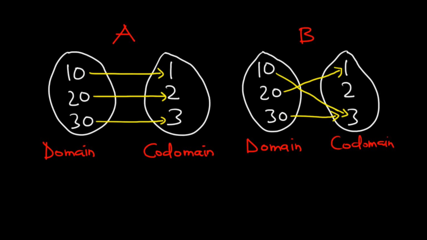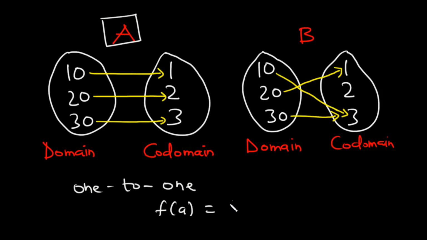Let's consider these two diagrams. For diagram A, we realize that 10 maps to 1, 20 maps to 2, and then 30 maps to 3. However, for diagram B, it is clear that 10 and 30 map to 3, and then 20 maps to 1. Since we have elements in the domain corresponding to distinct values in the codomain for diagram A, it makes the function one-to-one. So diagram A is one-to-one, while diagram B is not one-to-one. This can be expressed mathematically as f of a equals f of b, where a equals b.